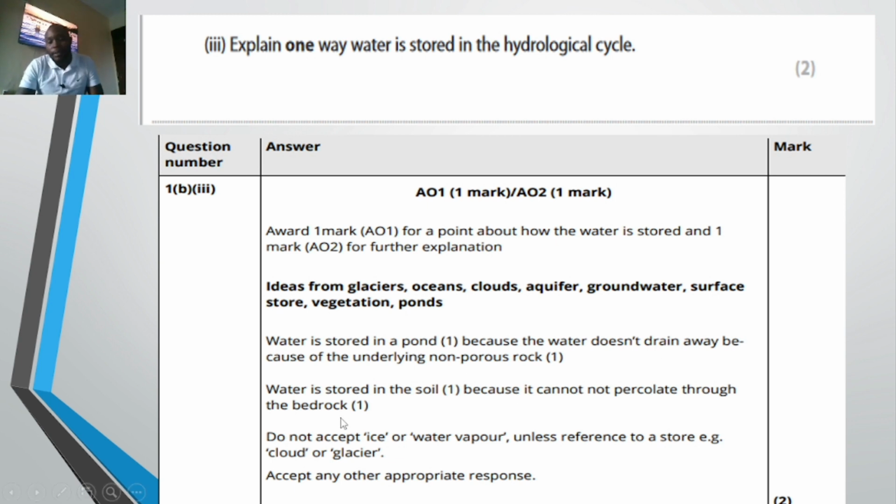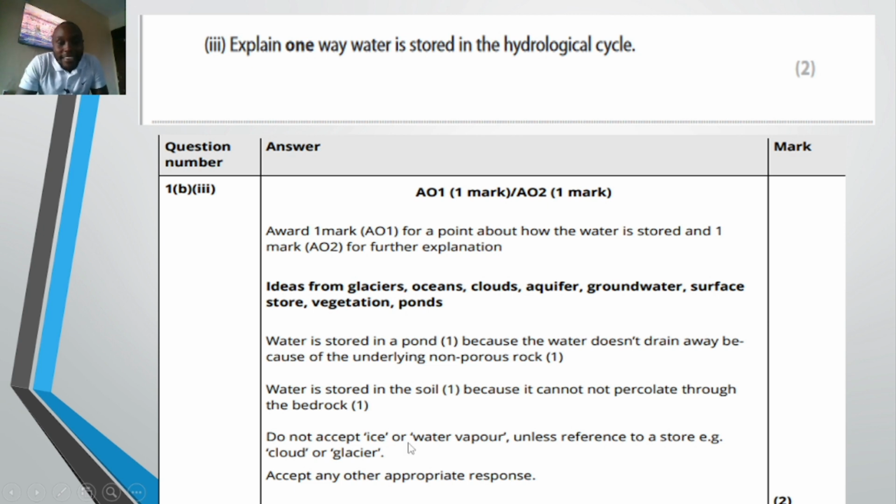Look at another response that you can be answering. Water is stored in the soil. Okay, remember we have the land where it is stored because it cannot percolate through the bedrock. You can see water is stored in the soil. Why? Because it's not percolating. Maybe you have the impermeable rocks there. It's not percolating, so water is stored in the soil. Okay, so look at that.